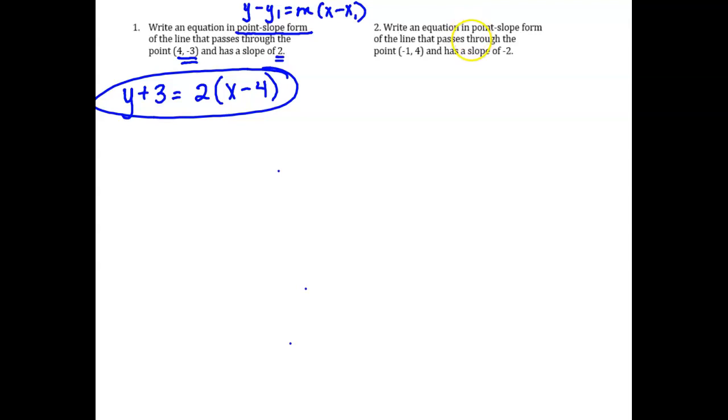Number 2, write an equation again in point-slope form of the line that passes through the point negative 1, 4 and has a slope of negative 2. So I'm going to use this point and this slope. So this would be y minus 4 is equal to negative 2 times x plus 1, and I'm done.